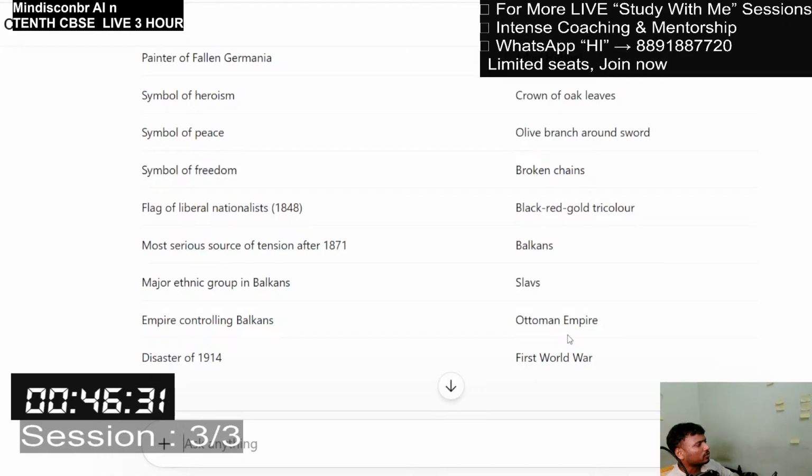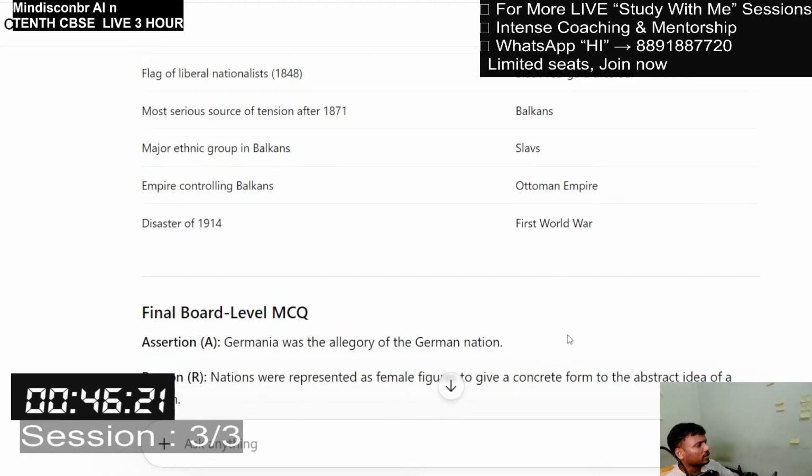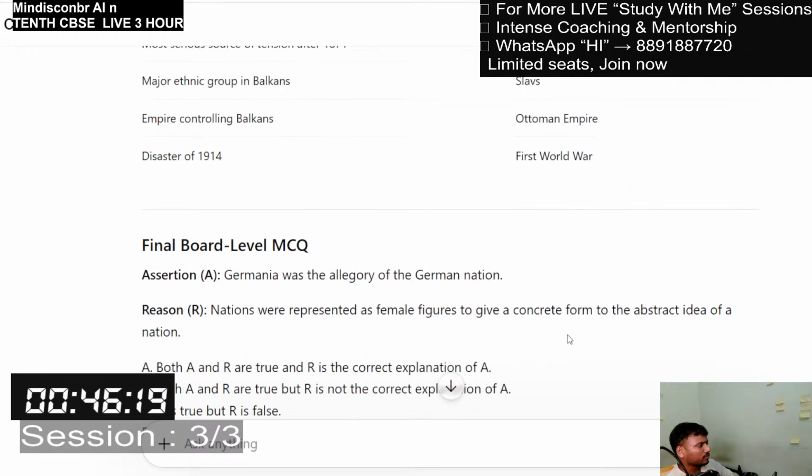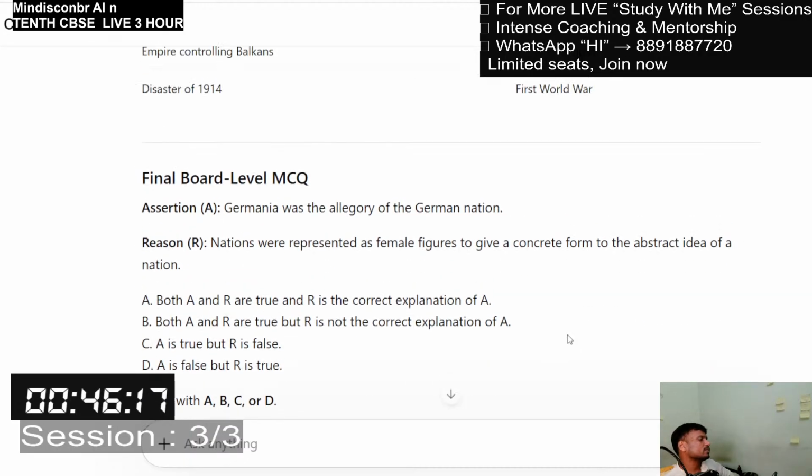Most serious source of tension after 1871 was the Balkans. Major ethnic group in the Balkans was Slavs. Empire controlling the Balkans was the Ottoman Empire, and the disaster of 1914 was the First World War. Germania was the allegory of the German nation. Nations were represented as female figures to give a concrete form to the abstract idea of a nation.